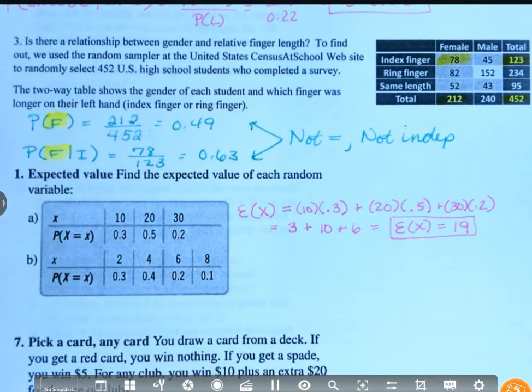I want y'all to do part B for me, please. Do the B, do the B, do the B, baby. I know that was weird. Whatever.